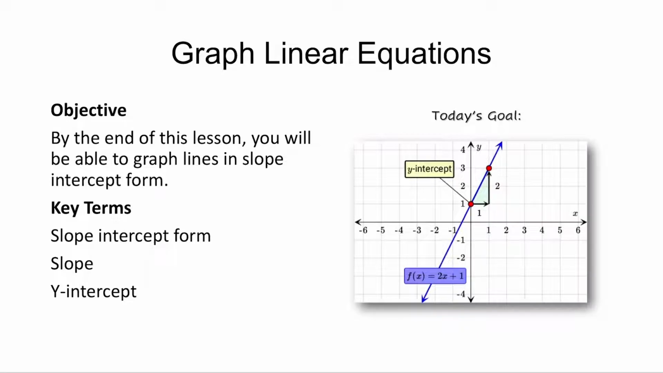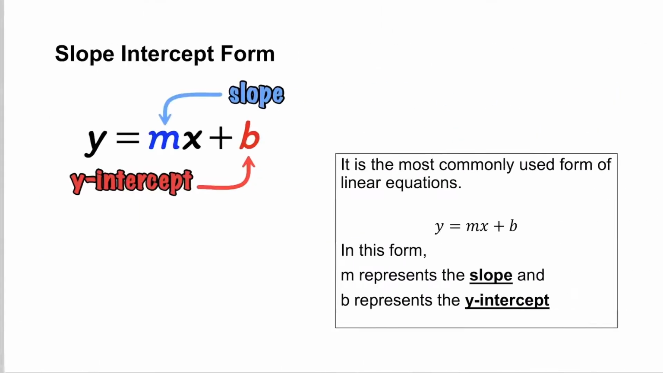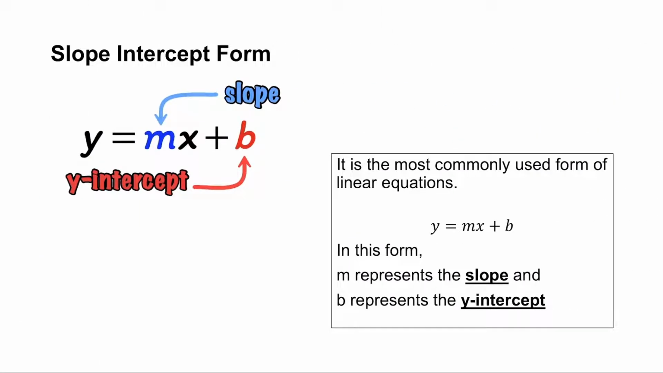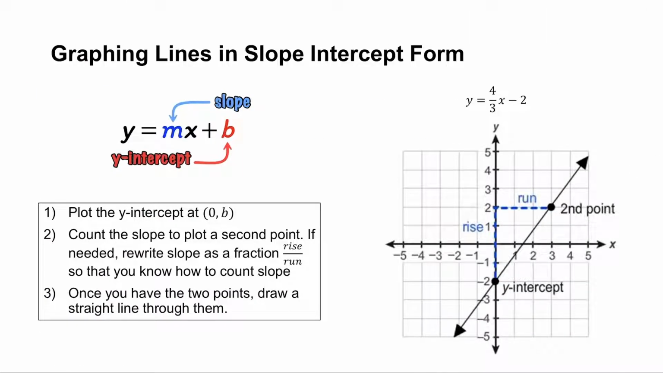In this video, we're going to talk about how to graph lines in slope-intercept form. So slope-intercept form is y equals mx plus b. Remember that the value of m will tell you the slope, and b will tell you the value of the y-intercept. So when we graph lines in slope-intercept form, we're going to use m and b to figure out how to graph the line. So we're going to start off by plotting the y-intercept at (0, b).